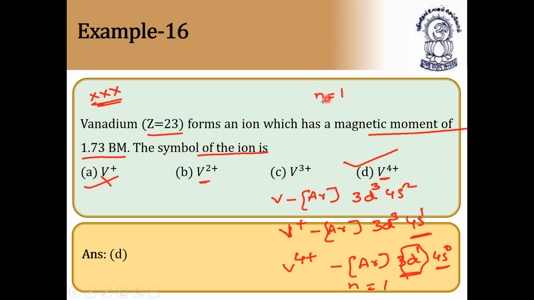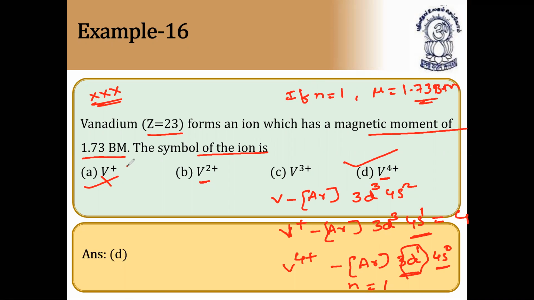That is root of n into n plus 2 is equal to 1.73. If n is equal to 1, then only mu is equal to 1.73 Bohr magneton. So we have to identify by seeing the configuration where you will get n is equal to 1. In the first case, n is equal to how much? It is n is equal to 3, because 3 plus 1, 4.